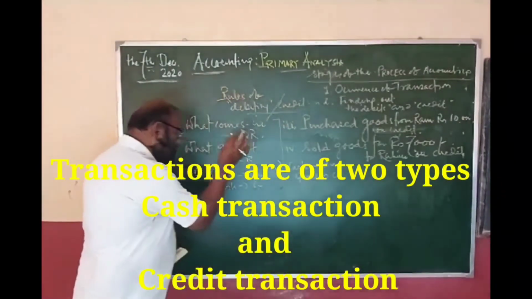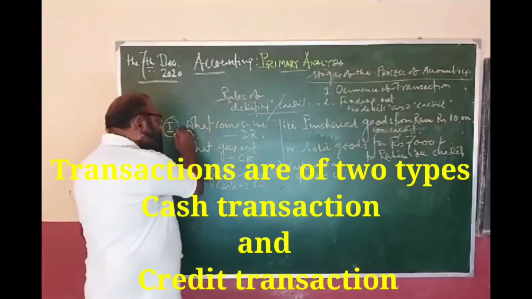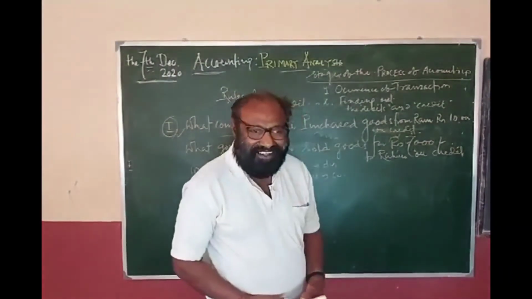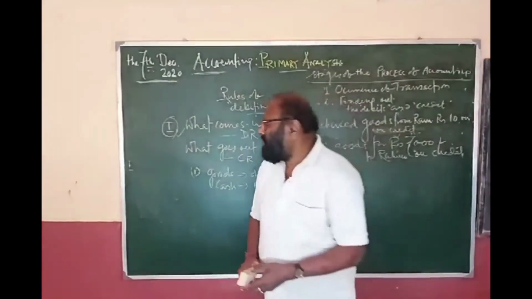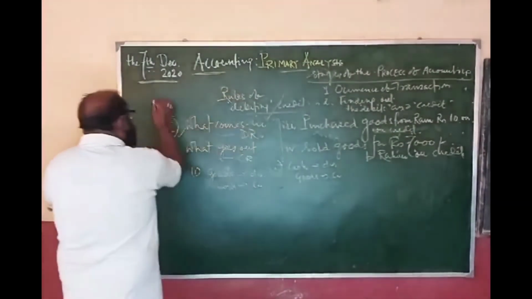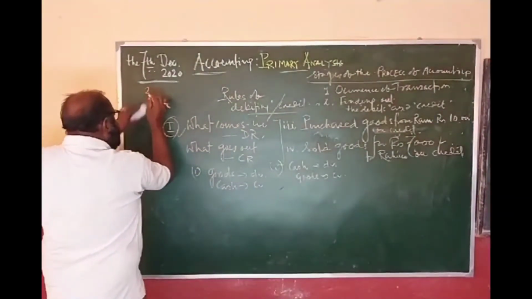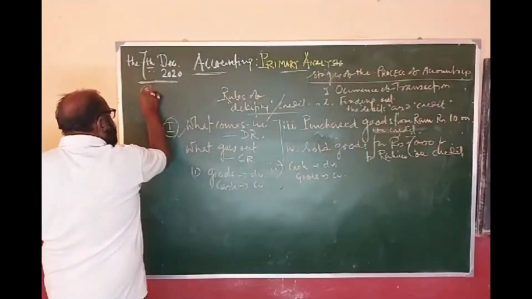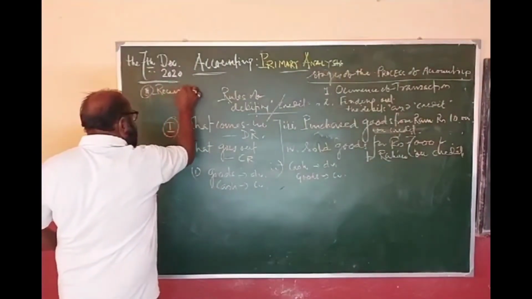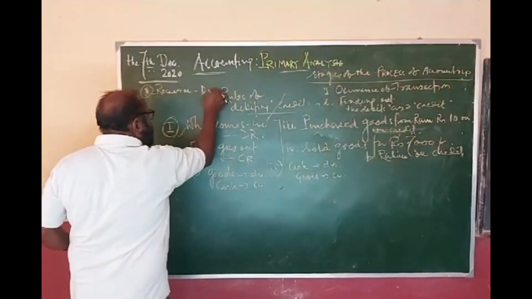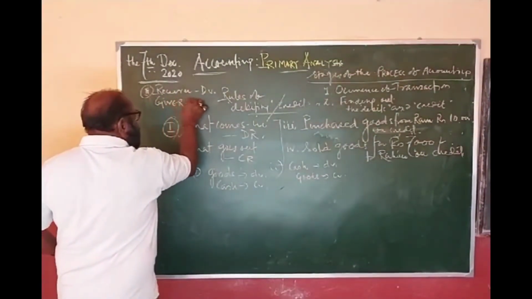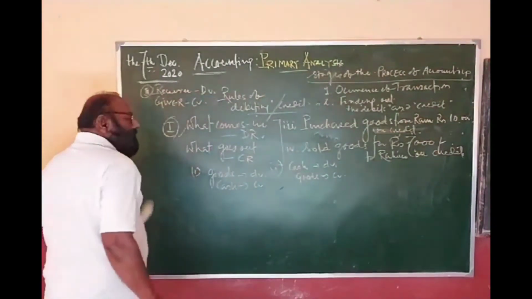So there must be two wings. One wing you have got, the other wing is yet to open. How would you find it out? Then use the second rule. Receiver debit and giver credit. Receiver debit.